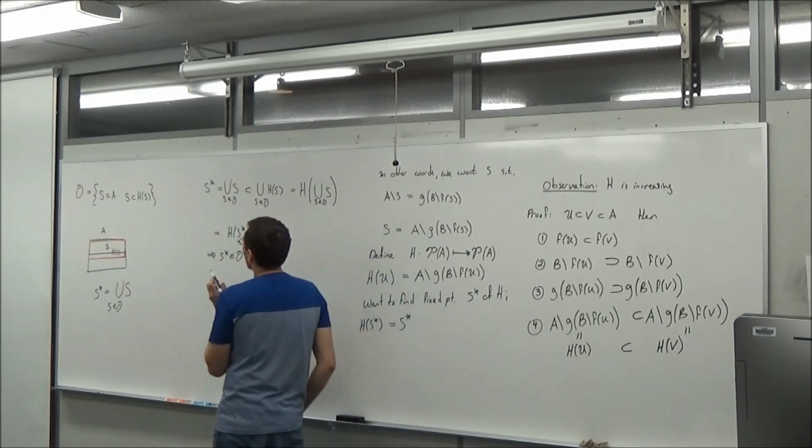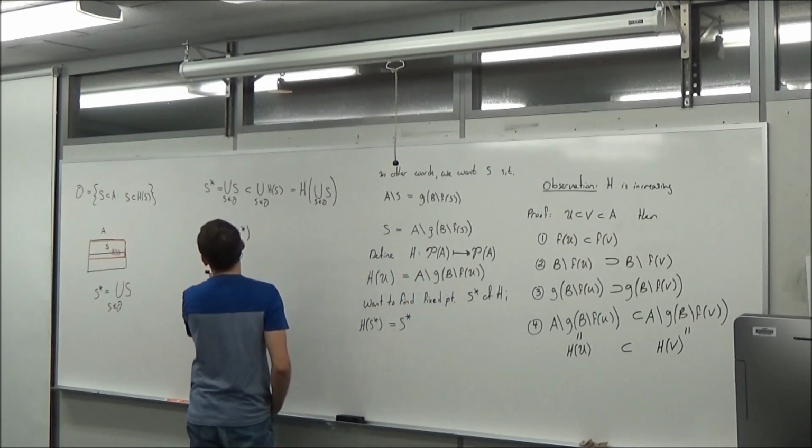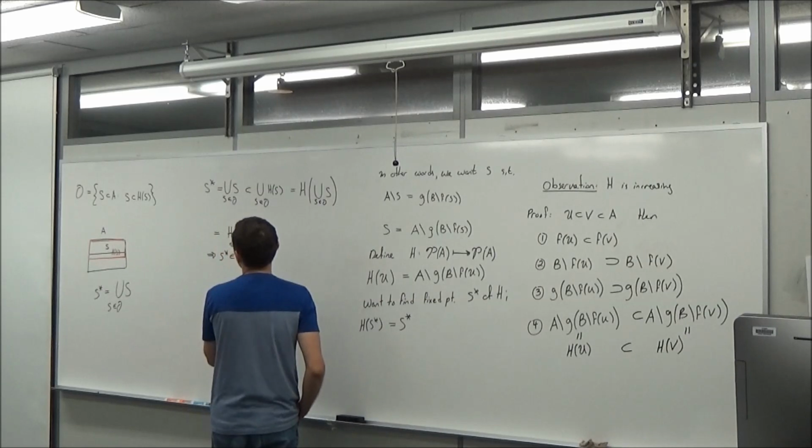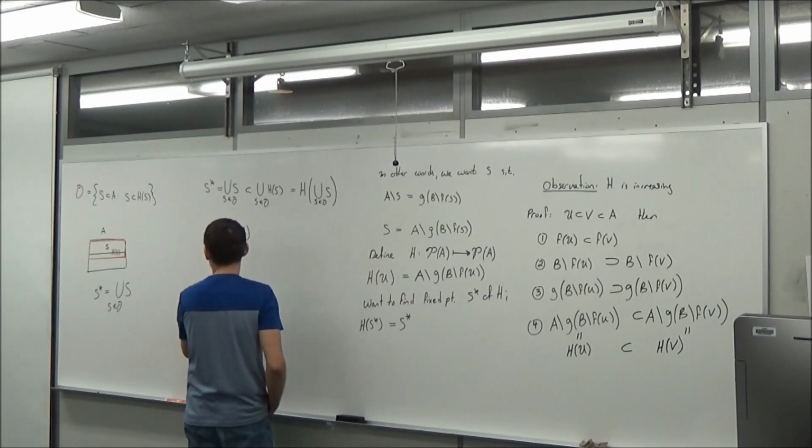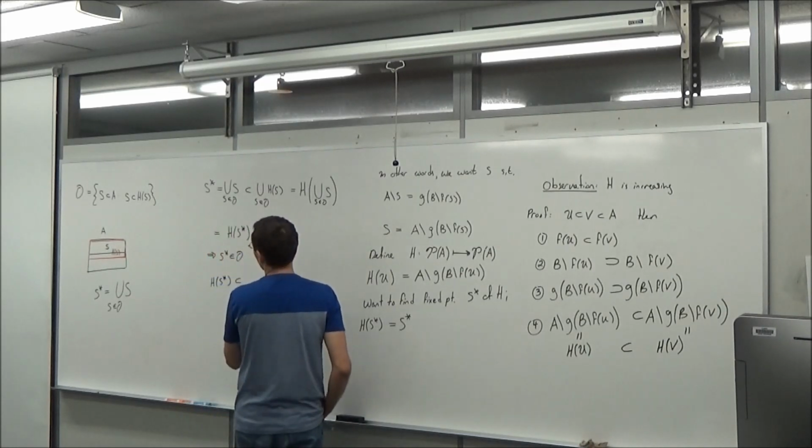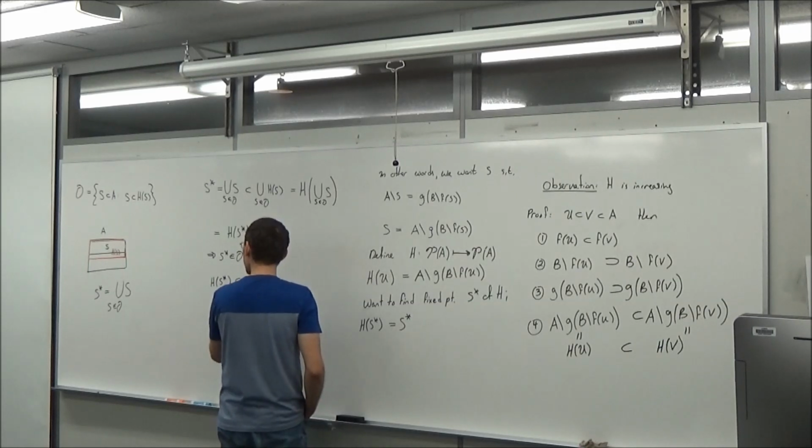And now what does it help us? So now I can see what happens if I apply H to S star. Look at it. So that means that H applied to S star is a subset of H applied to H of S star.